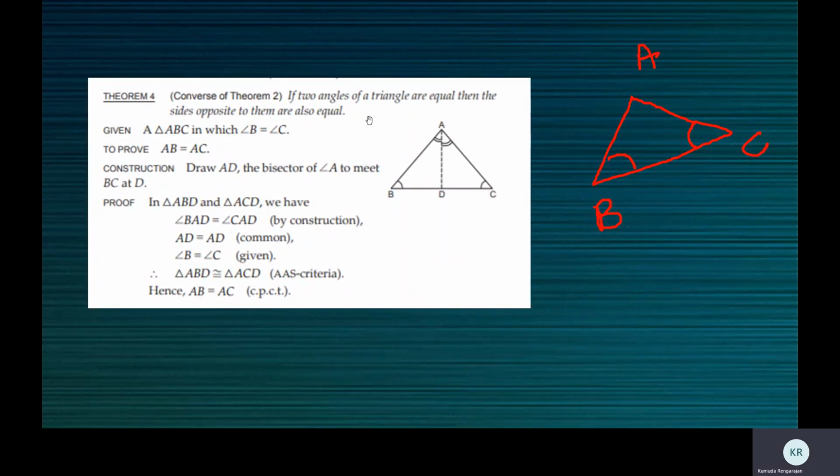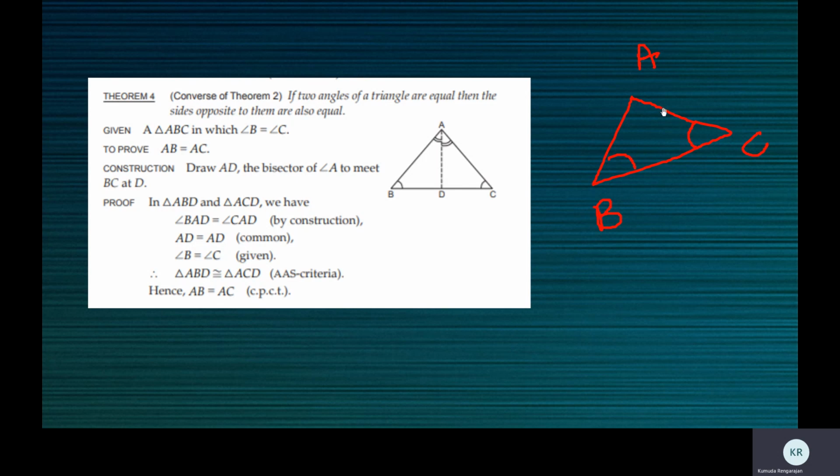All right, let's prove this theorem. The statement is, if two angles of a triangle are equal, then the sides opposite to them are also equal. So let's take a triangle ABC, in which angle B is equal to angle C. All right, two angles are equal.